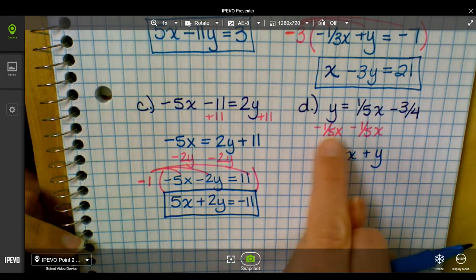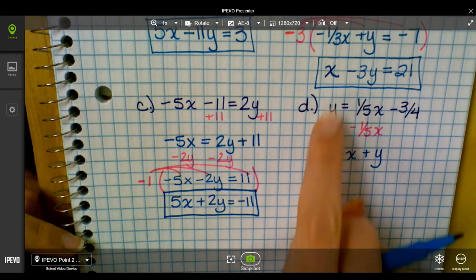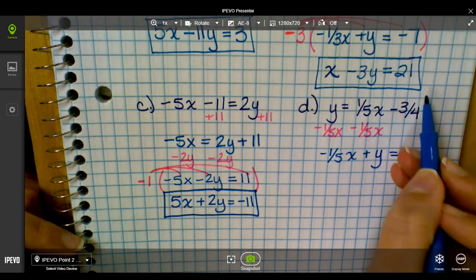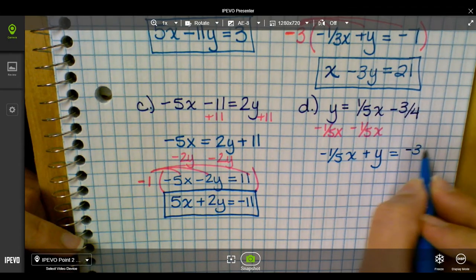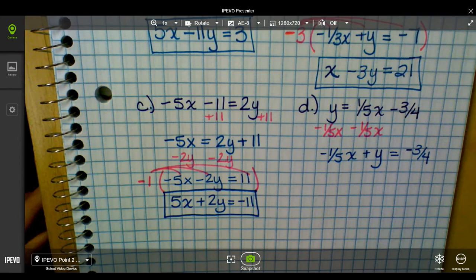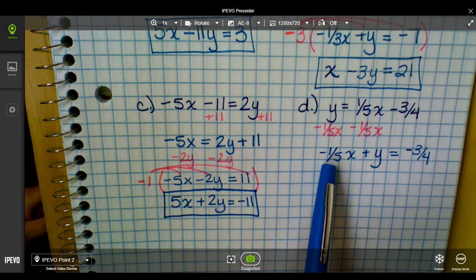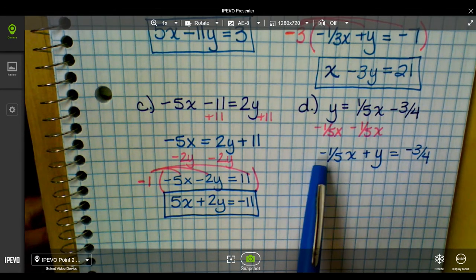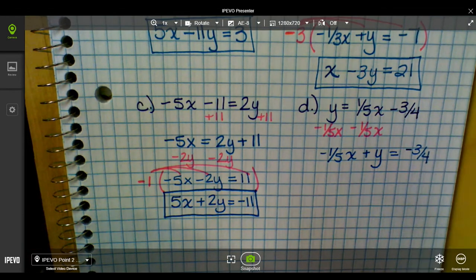So again, keep those signs. I'm subtracting 1/5 x, so it's negative. This y is sitting there positive. And then equals, this 3/4 is negative. So again, don't lose your signs. Okay, this one is a little bit trickier because not only should you realize that A is not a positive whole number, but now I want C to be a whole number as well. I want A, B, and C to be integers.